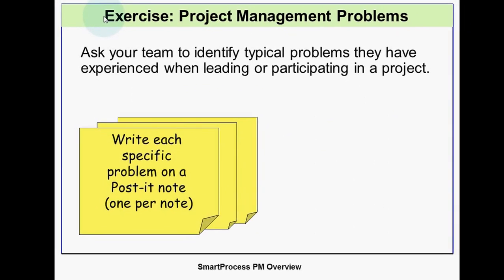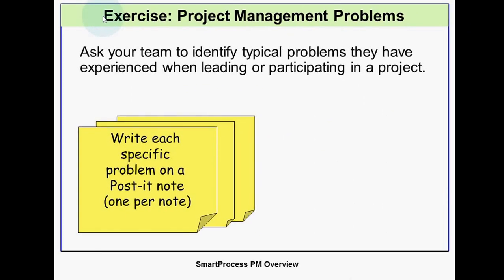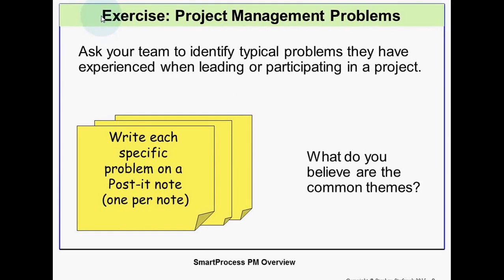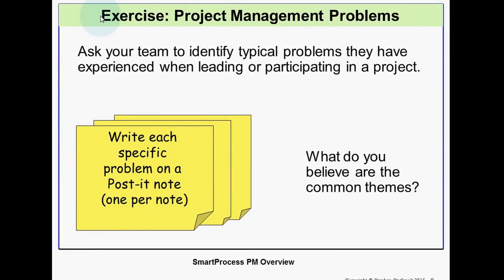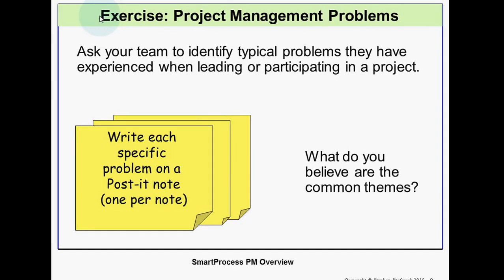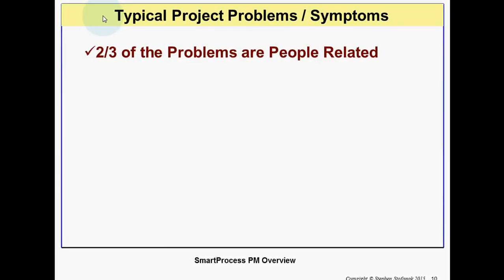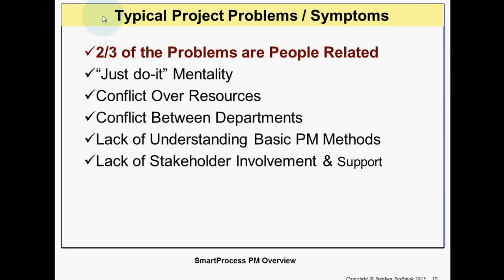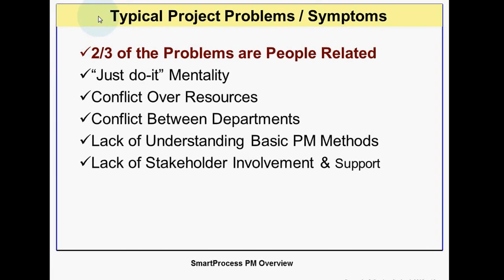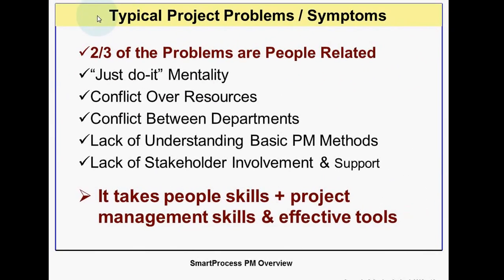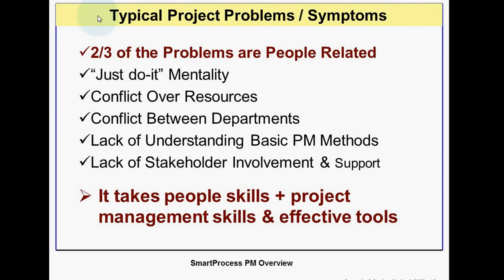If you work with your team and have them identify typical project problems they've experienced, what do you believe are the common themes? 2/3 of the problems are people-related. The rest are typical, just do it mentality, conflict over resources, departments, etc. It takes both people skills and project management skills plus effective tools.